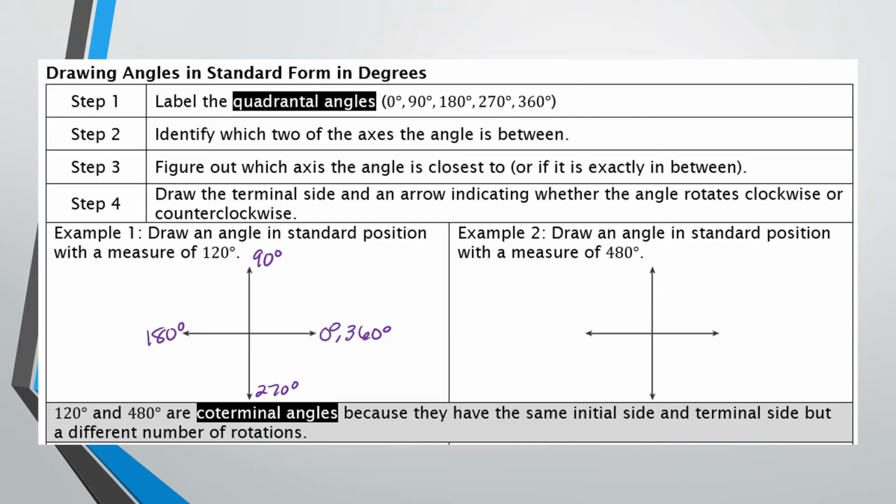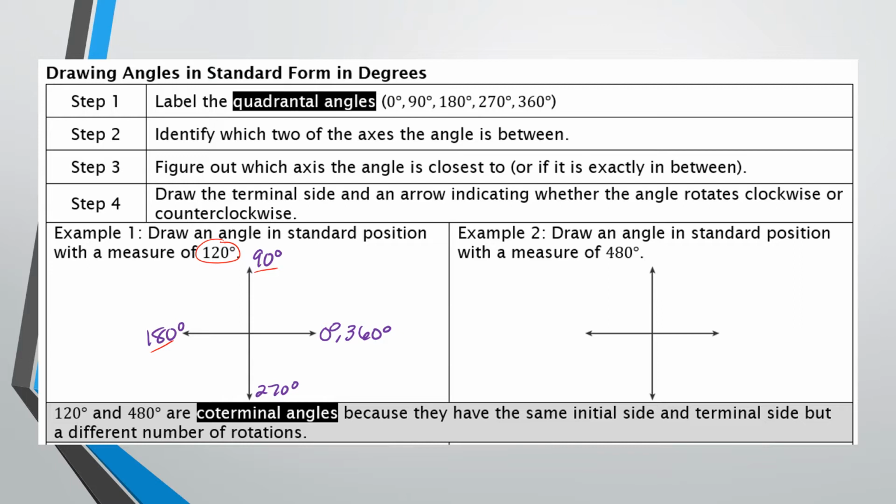The next thing we're going to do is identify which two of the axes the angle is in between. So in our problem, we're trying to figure out where we should draw 120 degrees. Well, 120 degrees is in between 90 and 180 degrees. The next thing we need to do is figure out, when we draw the terminal side of this angle, should it be a little closer to 90, a little closer to 180, or exactly in the middle? So the way I like to do it is just to figure out how far away from 120 is 90 degrees and how far away is 180.